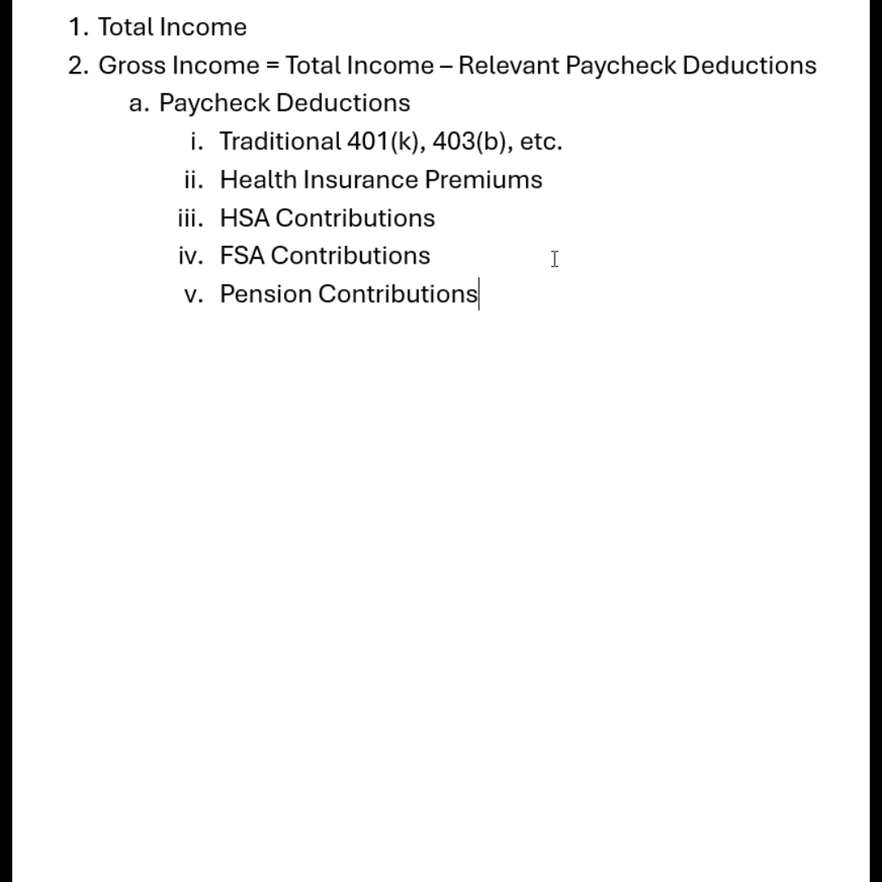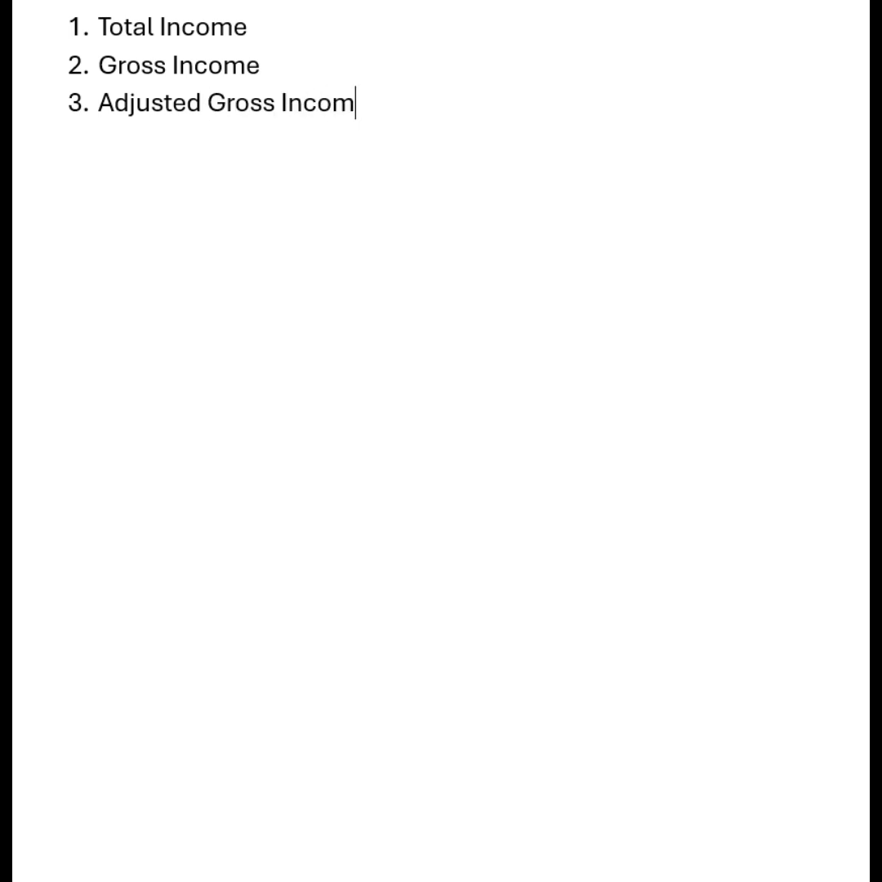Now, to be clear here, let's make sure we understand that these are relevant paycheck deductions. Contributing to a Roth 401k is a paycheck deduction, but it doesn't reduce your taxable income, so it would not be included here. Okay, so make sure it's actually something that reduces your taxable income. All right, so once we have your gross income, we can move on to step 3. Step 3 is your adjusted gross income, or AGI, and it is found by taking your gross income and subtracting any above the line deductions that you are eligible to receive.